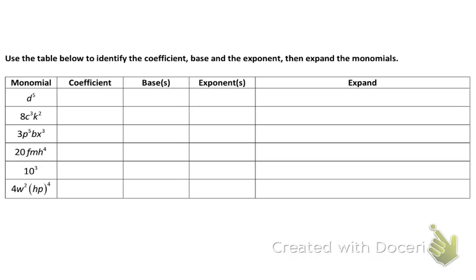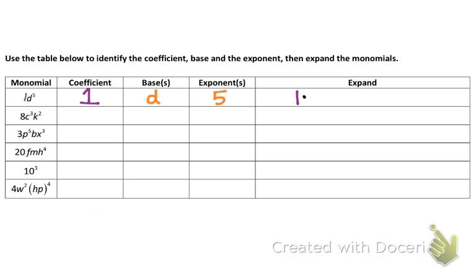Although we can't see it, there is a coefficient of 1 in front of this first monomial. So our coefficient will be 1, and our base is the variable or number that's being raised to the power. So our base is the letter d being raised to the exponent or power of 5. So what would this look like expanded?